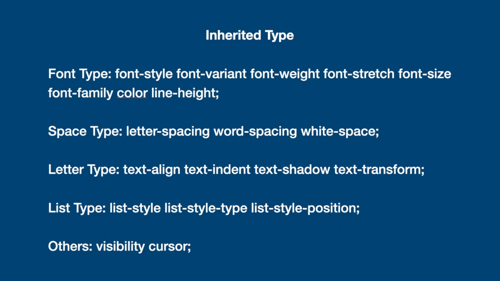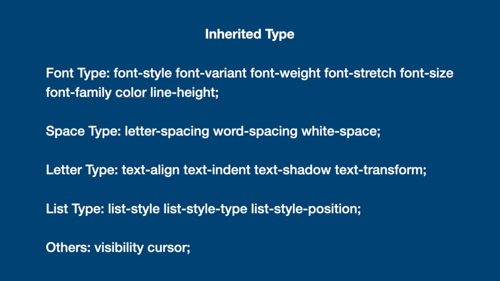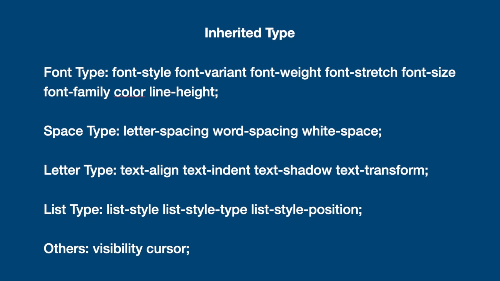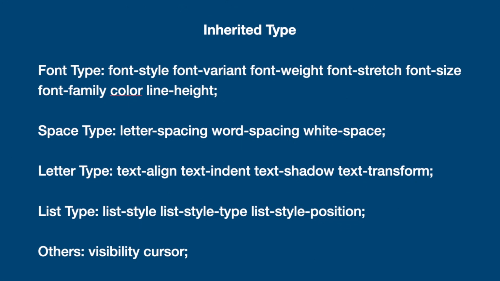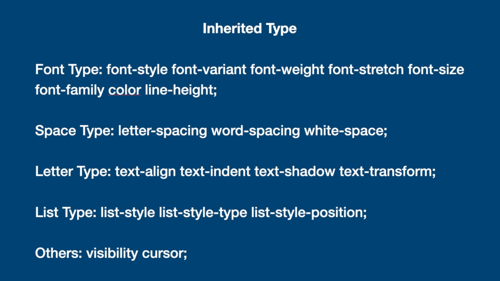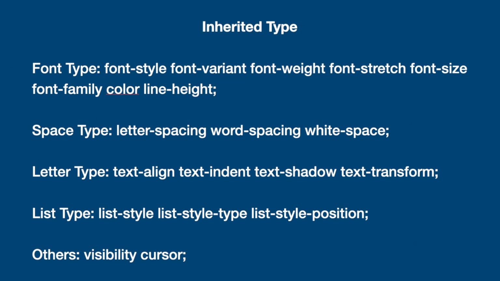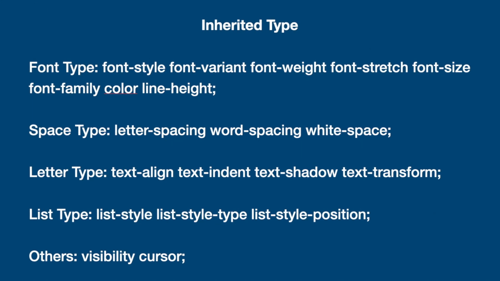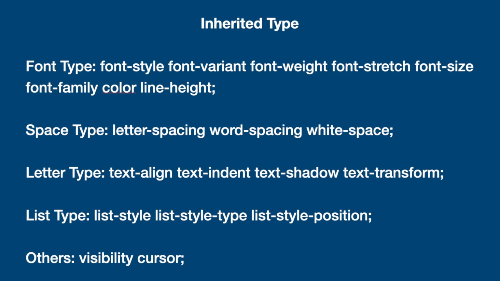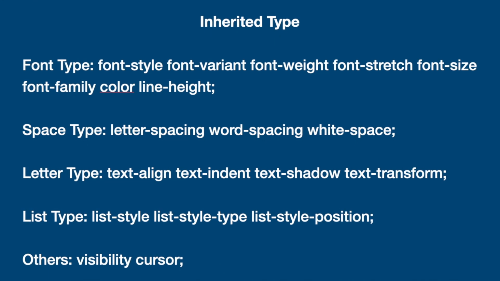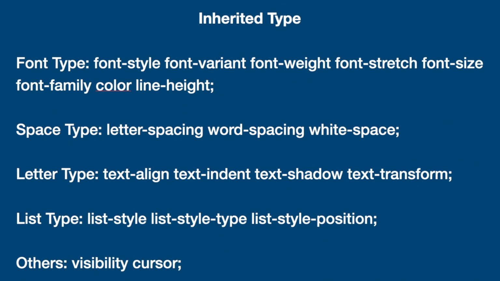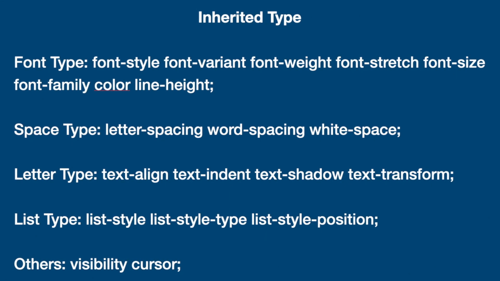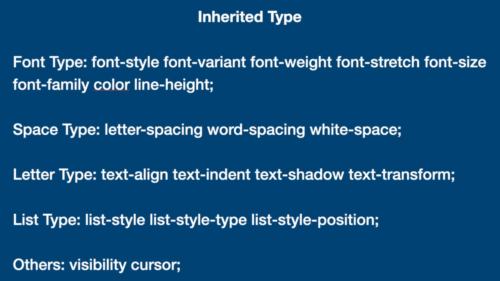Font type, font style, font variant, font weight, letter spacing, text align, list style. These all have a CSS property type called inherit, which means those styles are inherited from a parent div. We have already seen in the last video what a node is, right? So body is a node which has many divs inside. Those divs can inherit the type from body. Only these styles can we inherit from a parent node.